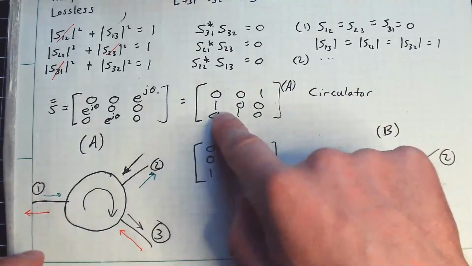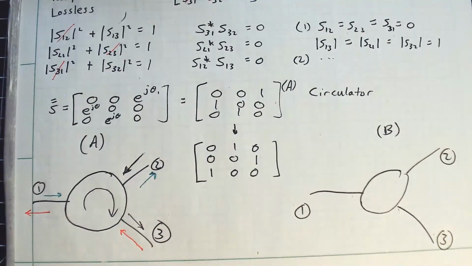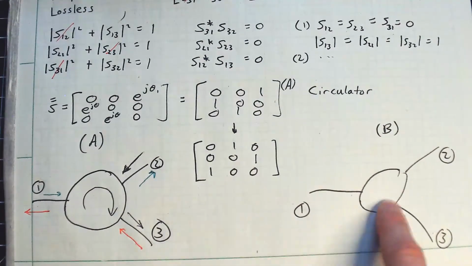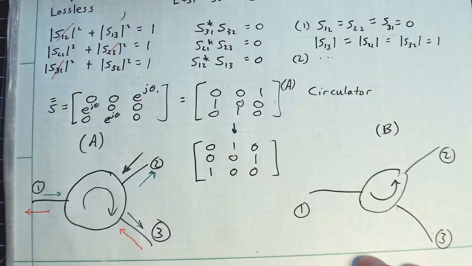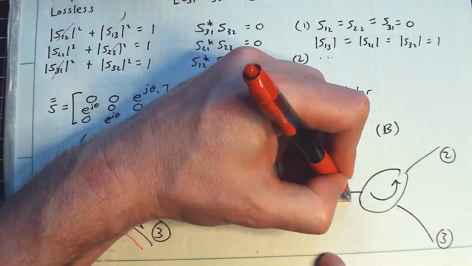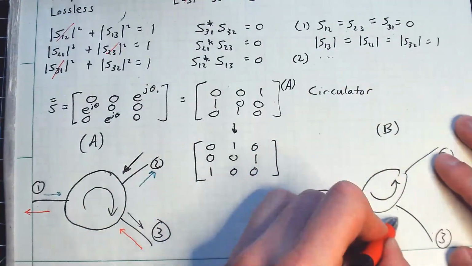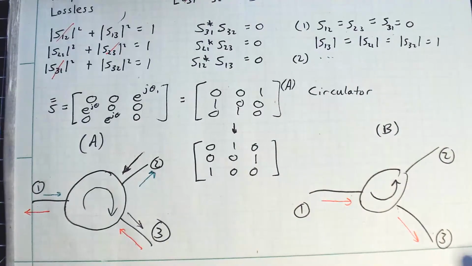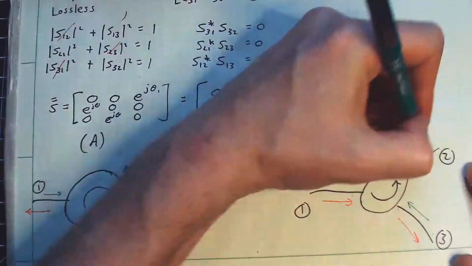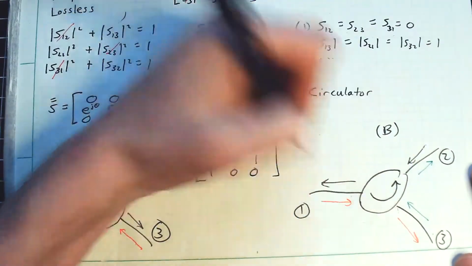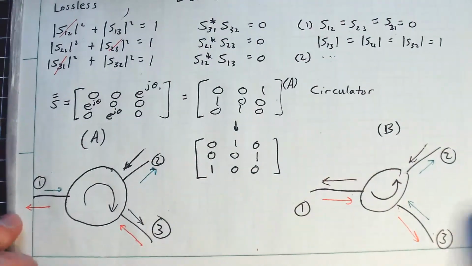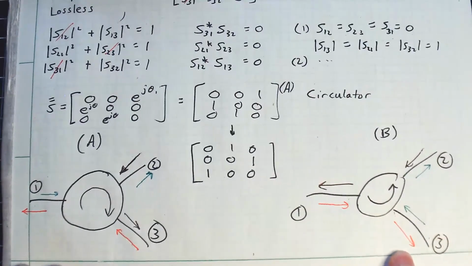So power coming in here will come out, but not come out of this one over here. And then if you impose this matrix onto this guy, you see the exact same situation, but it's just going to go in the counterclockwise direction. Okay, so what that means is if I have a signal coming in over here, it's going to want to come out over here. And then a signal coming in here is going to want to come out there. And then a signal coming in over here will want to come out over there. Okay, so that is called a microwave circulator.